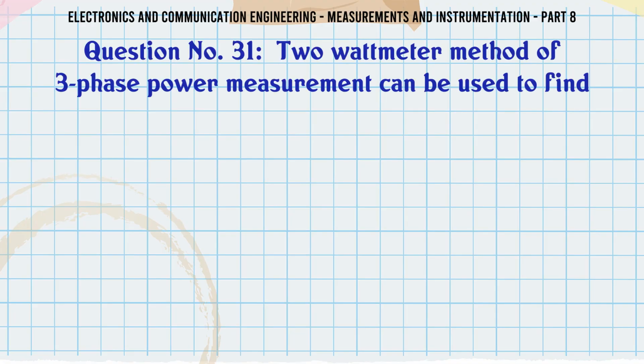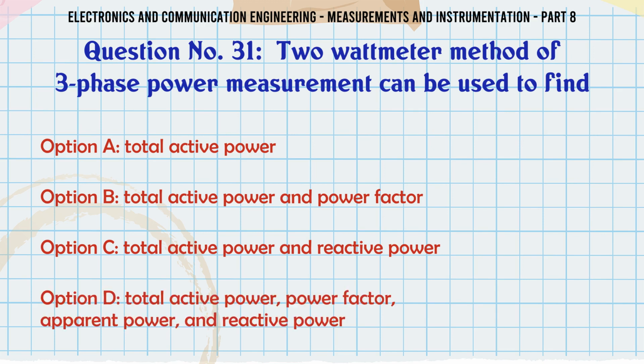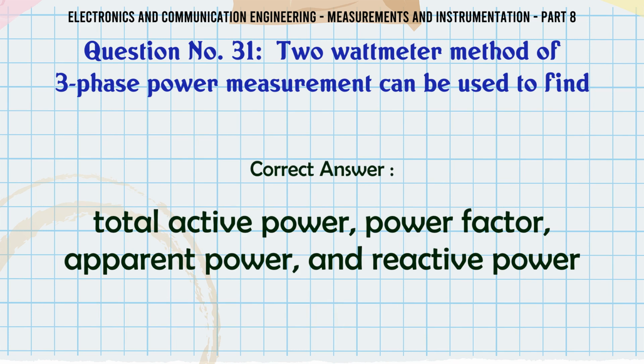The two-wattmeter method of 3-phase power measurement can be used to find A: total active power, B: total active power and power factor, C: total active power and reactive power, D: total active power, power factor, apparent power and reactive power. The correct answer is total active power, power factor, apparent power and reactive power.